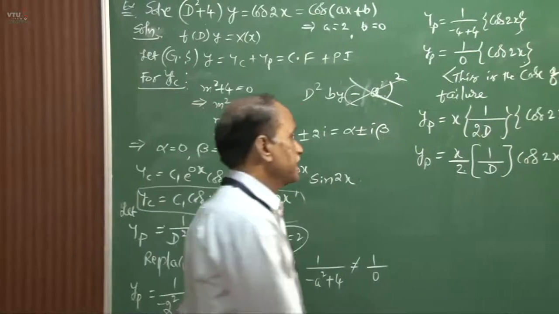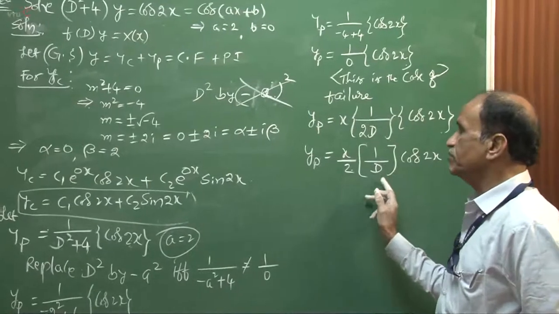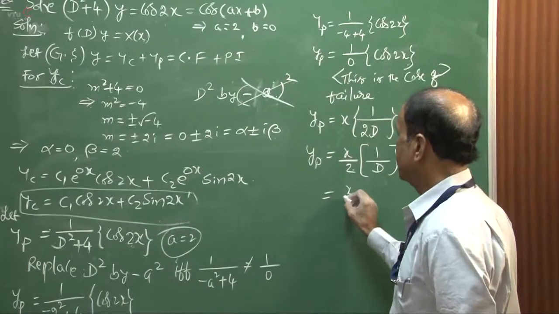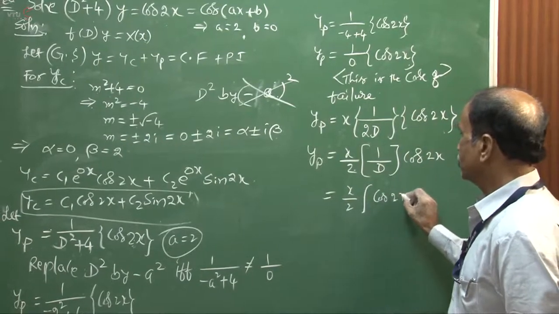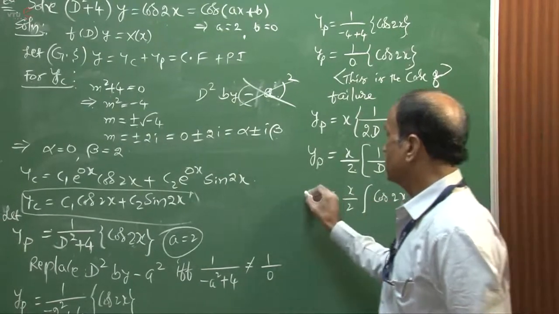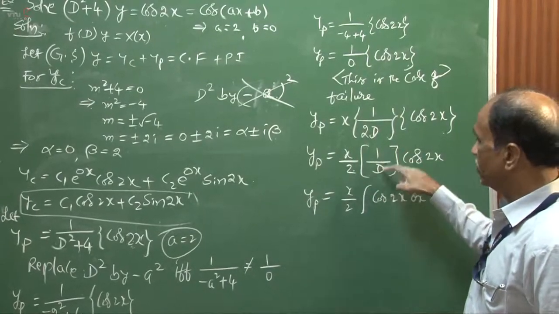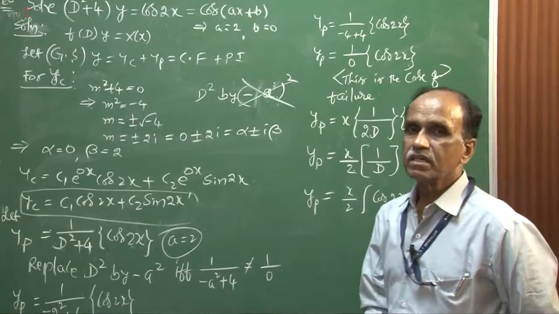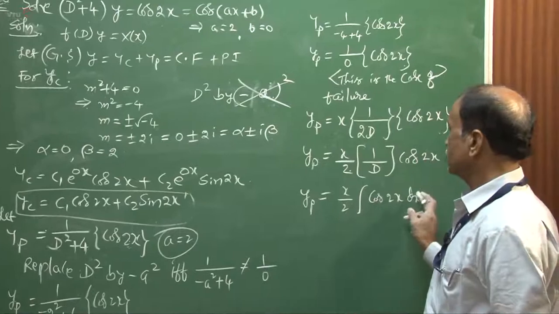Otherwise you can write like this, D by D. This is another method. This is one method. What is it? x by 2 times the integral of cos 2x dx, because single integration is responsible. This 1 by D means it is nothing but integral, primitive, that is nothing but integral of cos 2x dx.